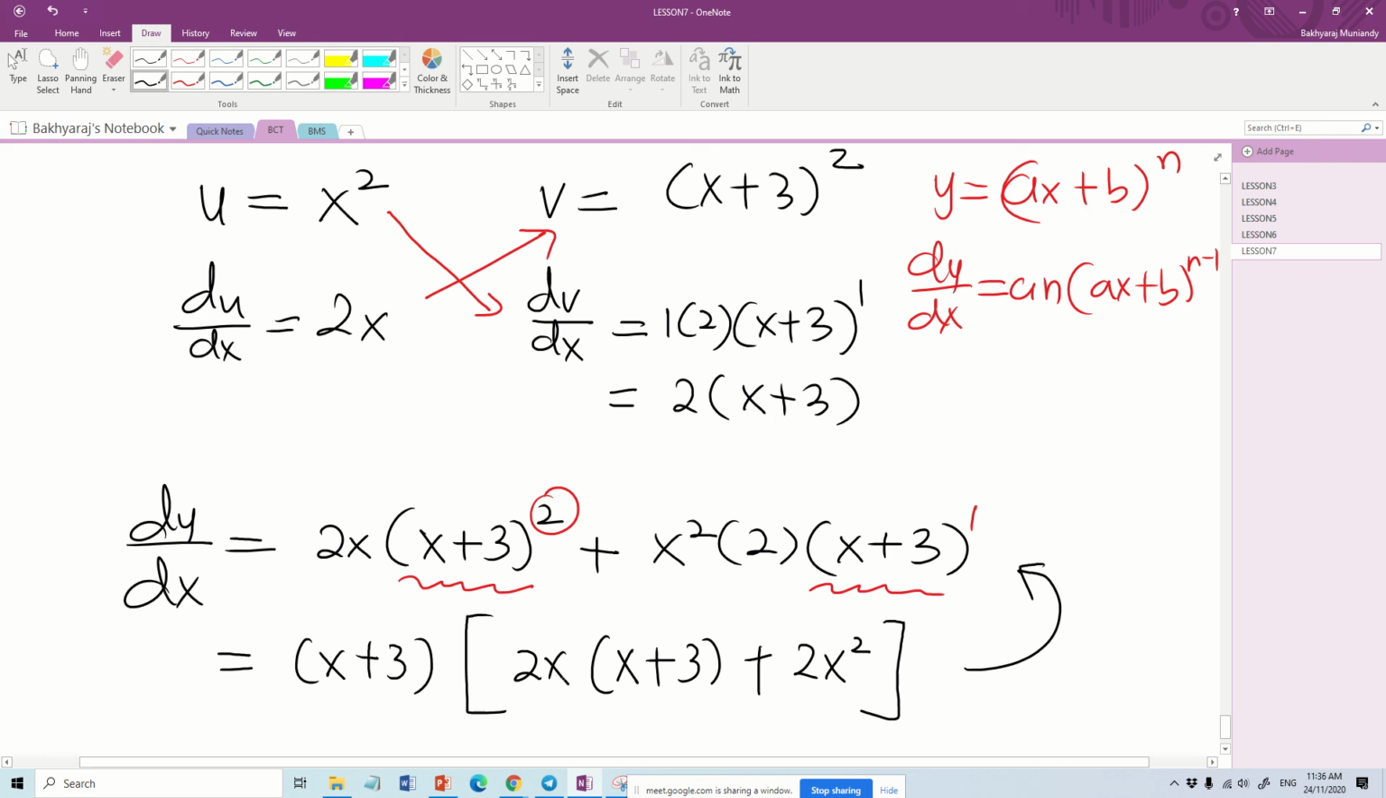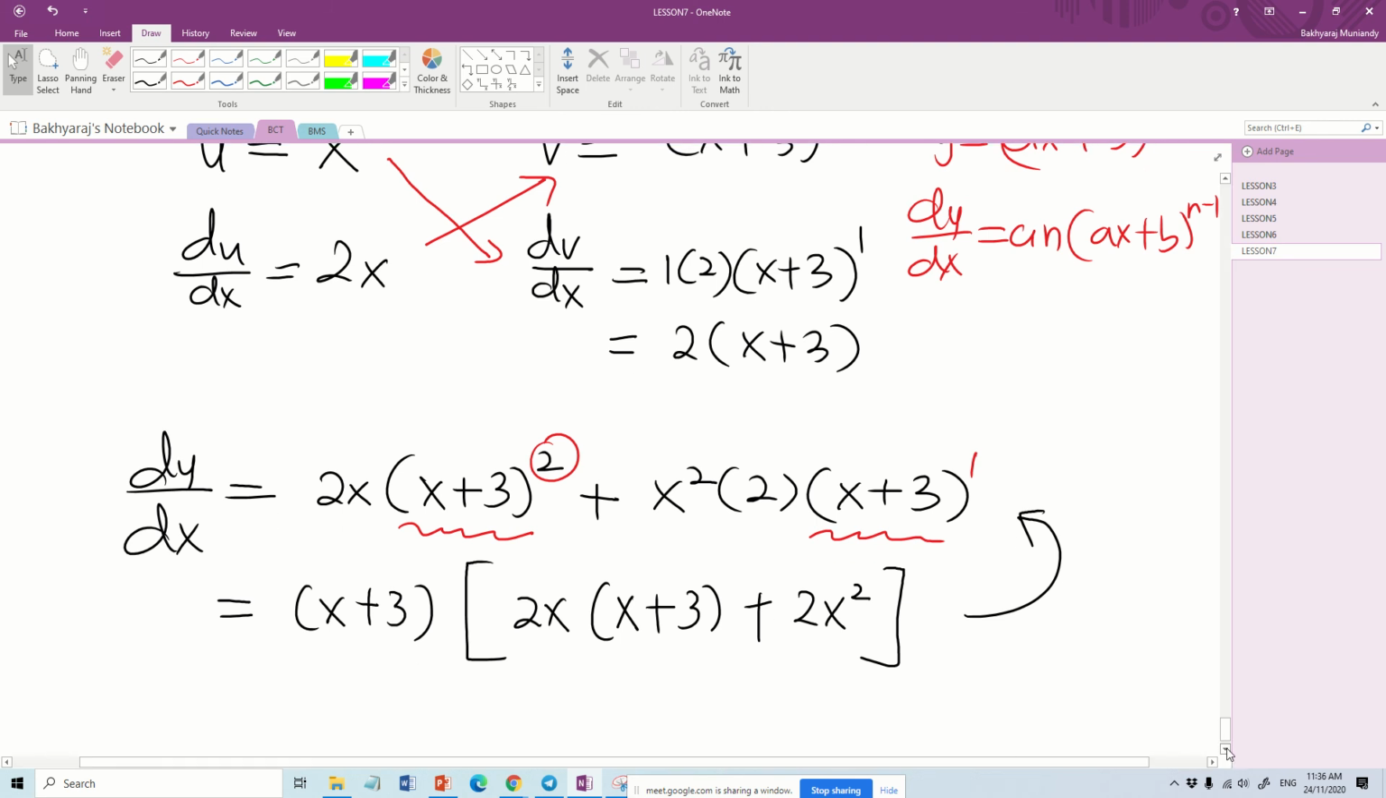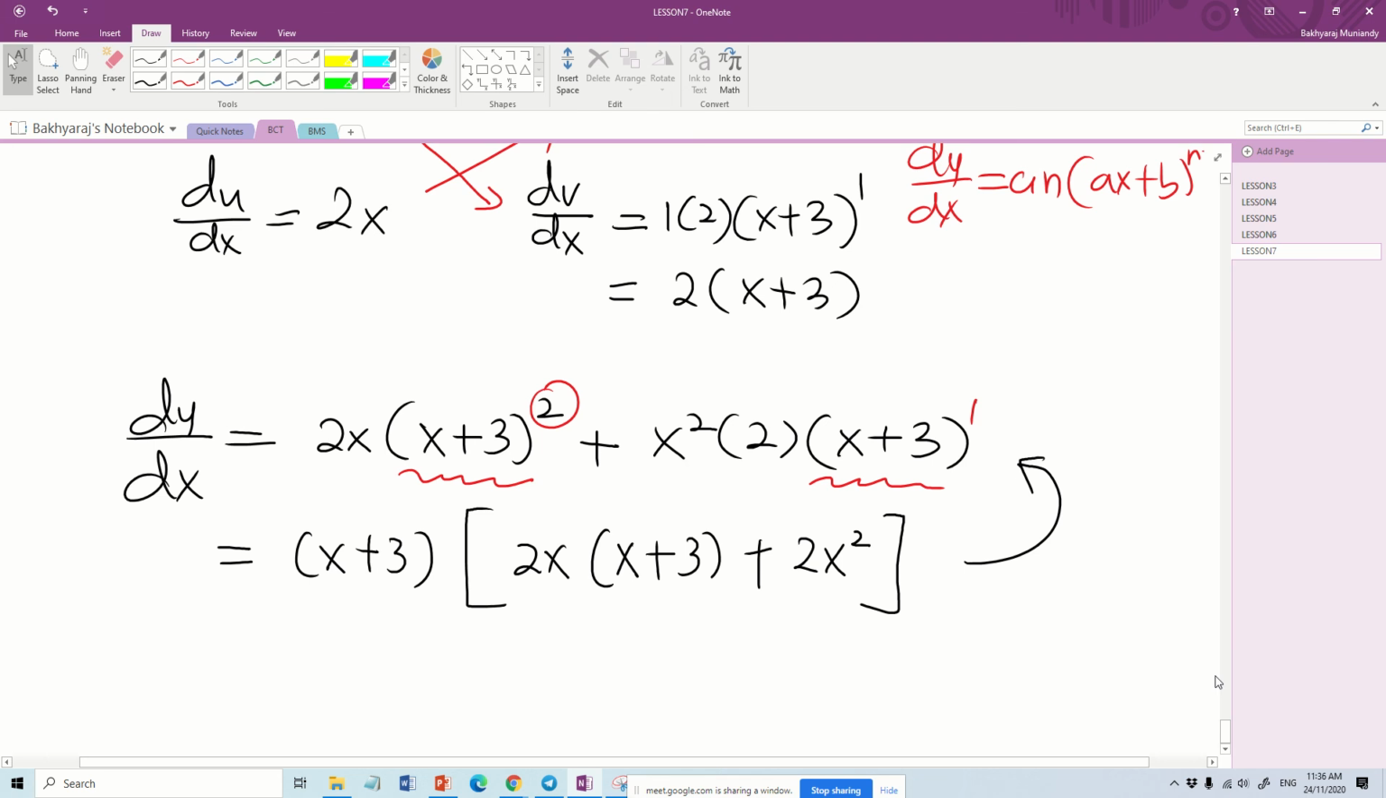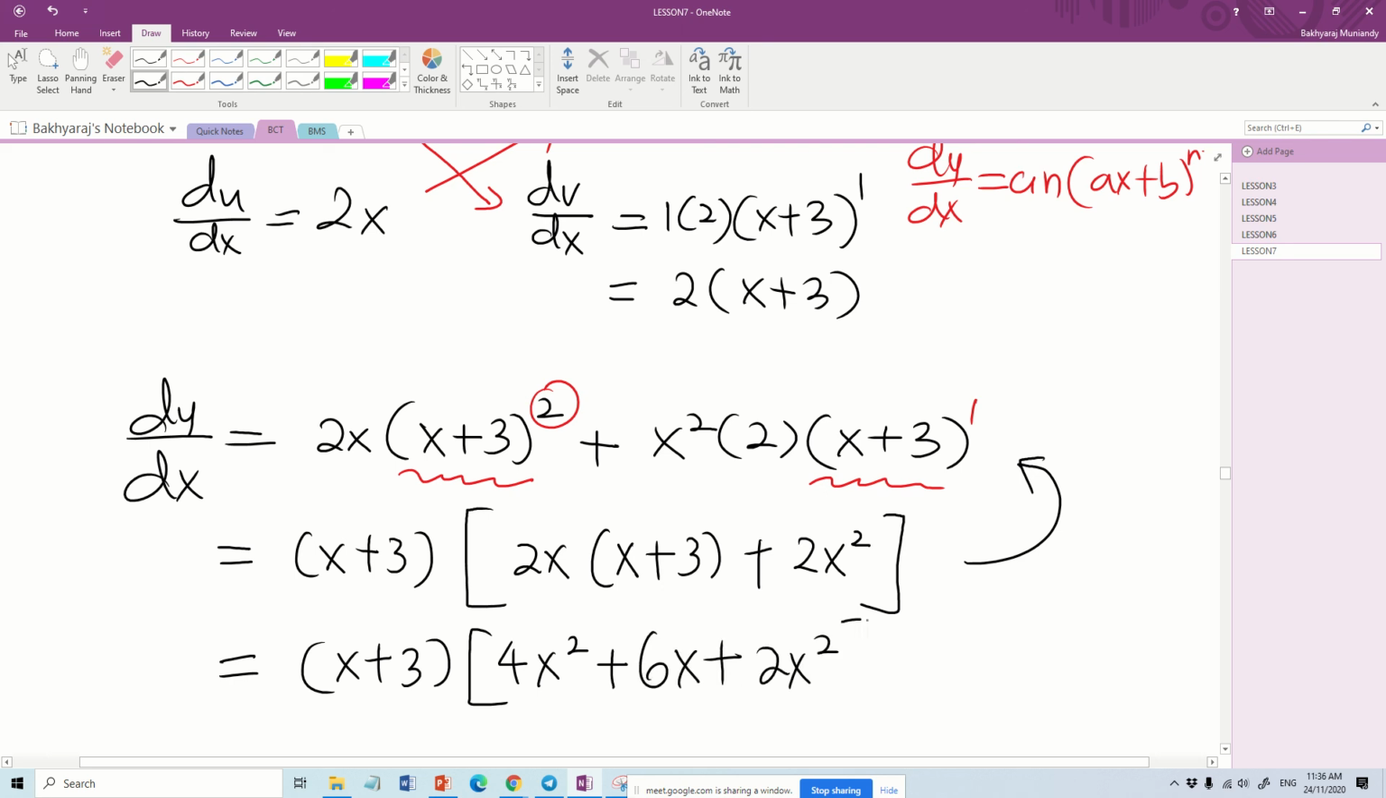So factor, you just take the lowest power, okay, take out. Keluarkan dia. Okay. So once kita dah keluarkan dia, then we simplify lah. Kita simplify dia. So x plus 3 bracket, correct, 4x square plus 6x, correct, plus 2x square. So kita simplify dia.